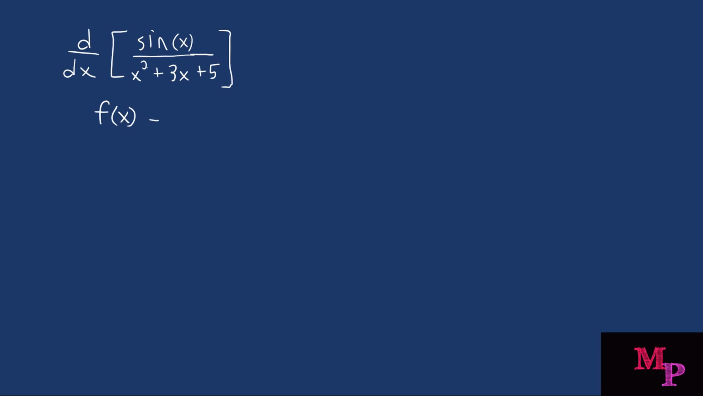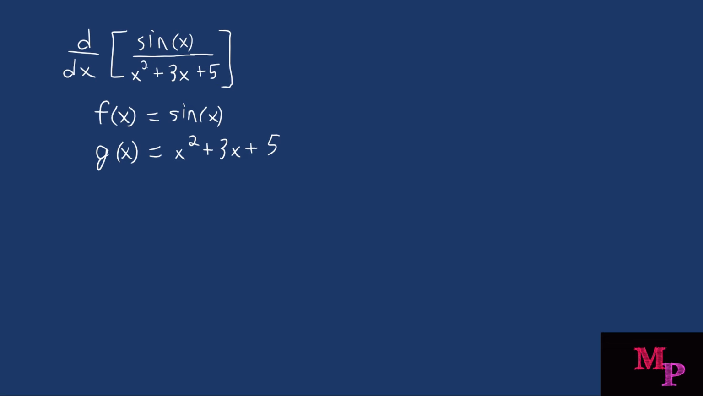So our example for today is going to be taking the derivative of sine of x over x squared plus 3x plus 5. So the first thing you want to do is identify all of your functions, so f of x and g of x, and take the derivative of those. So f of x is your numerator, and that's just going to be sine of x. G of x is your denominator, and that's going to be x squared plus 3x plus 5.